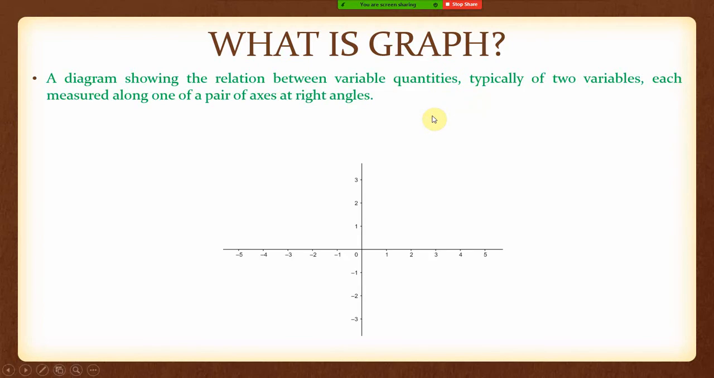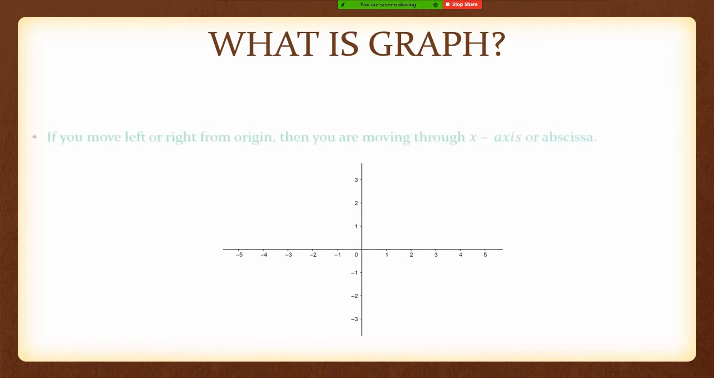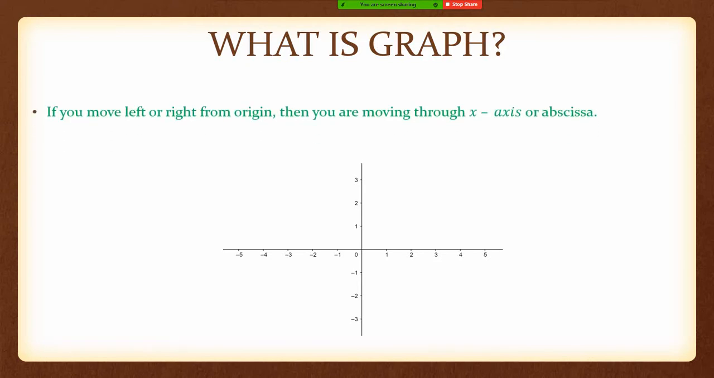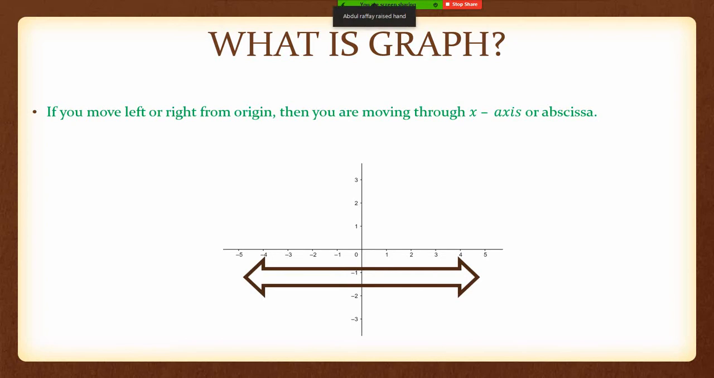Okay guys, moving ahead. We have two axes right now in front of the screen. One of them is x-axis, which is horizontally lying, while the other is y-axis, which is vertically standing. The point where these two axes intersect each other is known as origin. If you move left or right from origin, then you are moving through x-axis or abscissa.